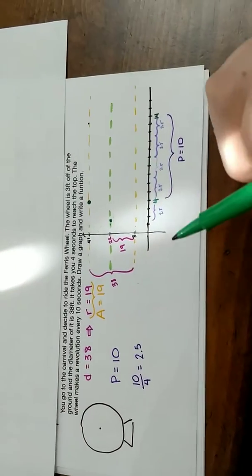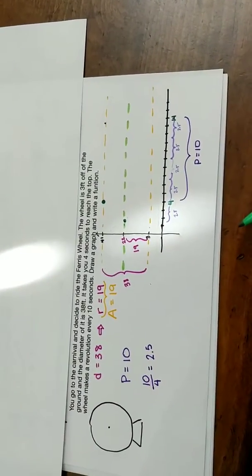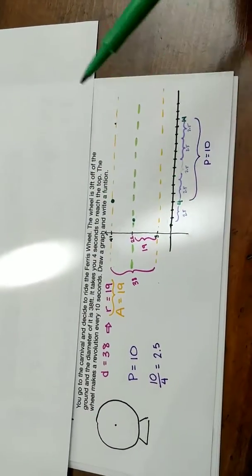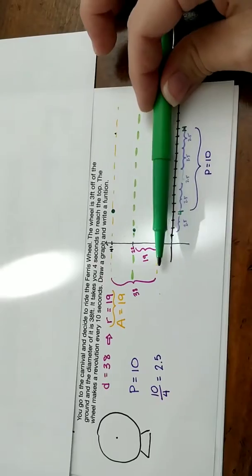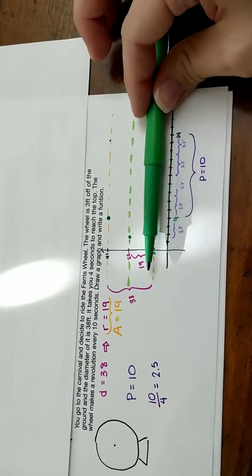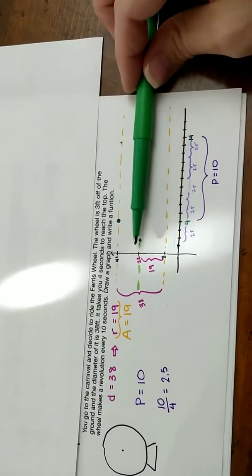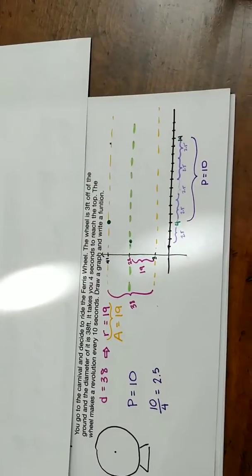Okay, the next problem is talking about a Ferris wheel. The wheel is 3 feet off the ground, so when you first sketch your graph, similar to the other one, you actually have to move it up so that the whole thing is 3 feet off. And then you'll have to recalculate what your midline is, or your locator axis.